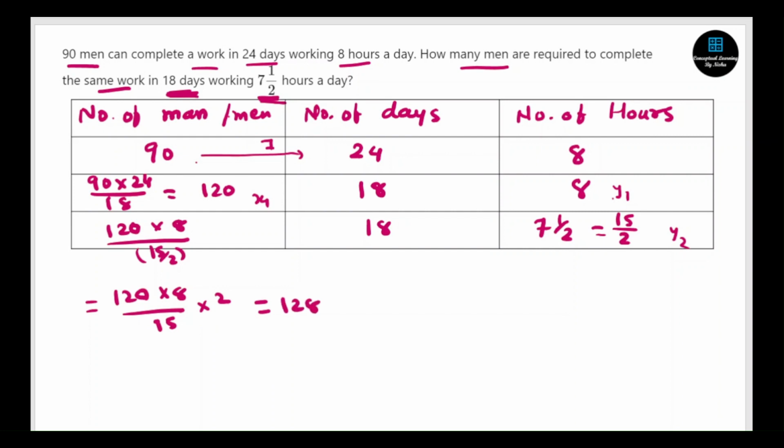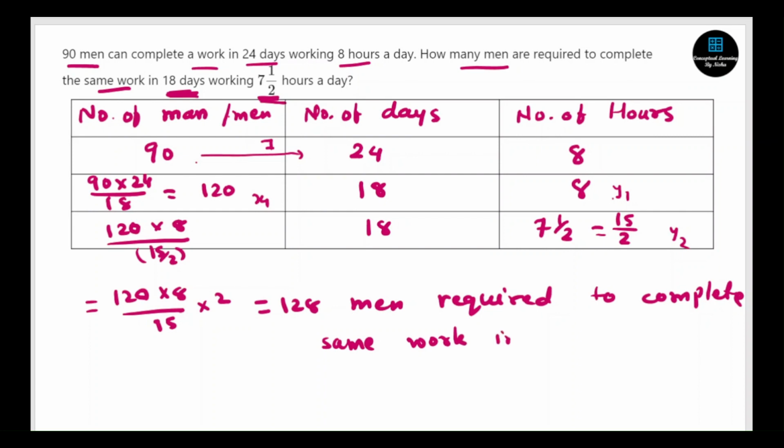So basically 128 men required to complete the same work in 18 days working 7.5 hours a day. Alright. So this is my answer. I hope you understood this technique.